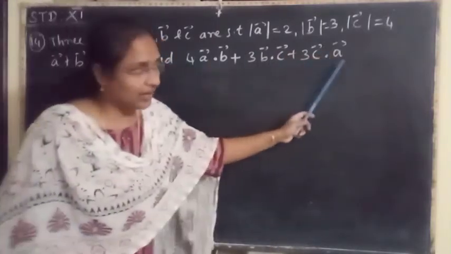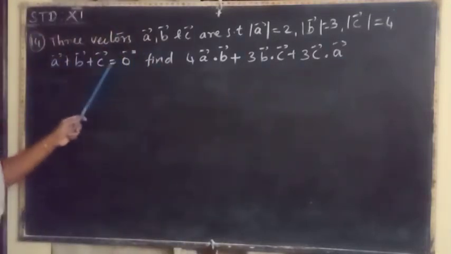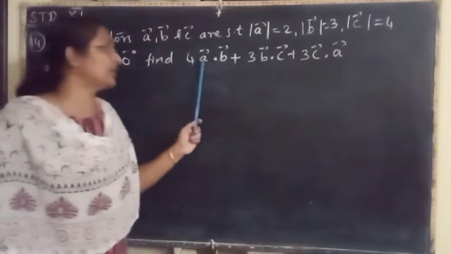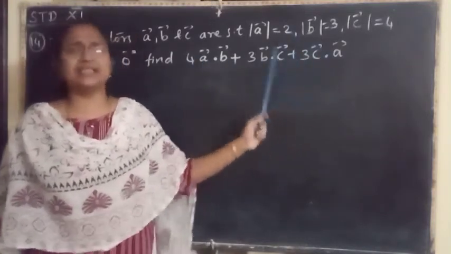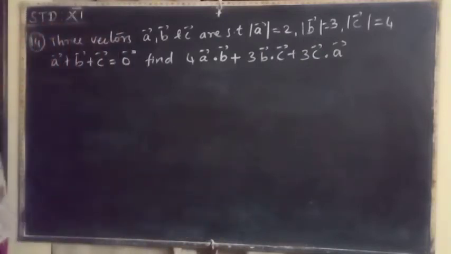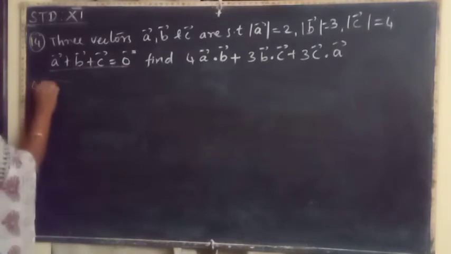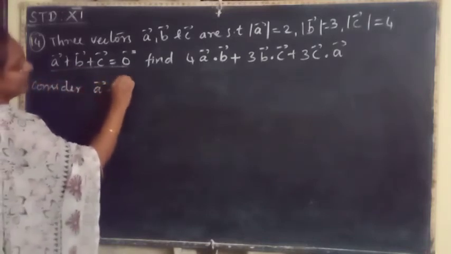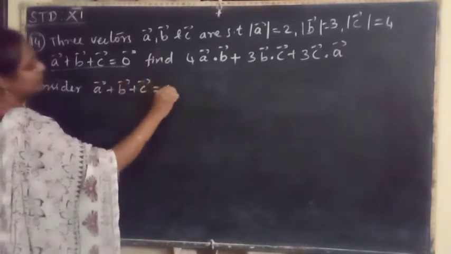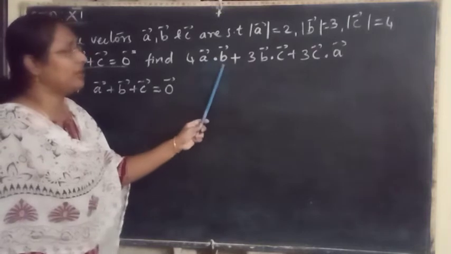So we are going to find these things out of the clue given. Very simple, but step by step you have to find what is A dot B, what is B dot C and C dot A. It is going to be a very simple sum. Okay. So with this given result we are going to consider: A vector plus B vector plus C vector equal to 0 vector. First I am going to find the value of A dot B, isn't it?